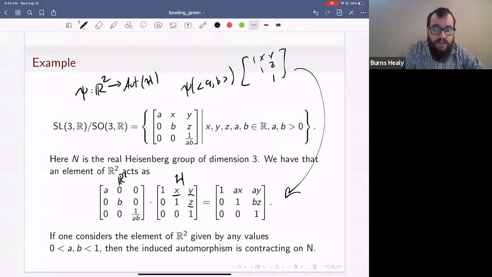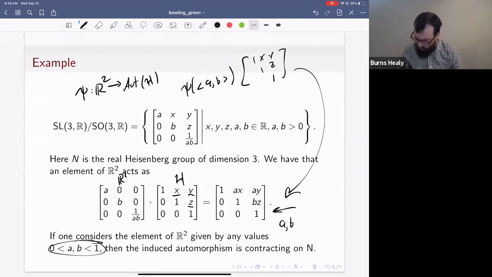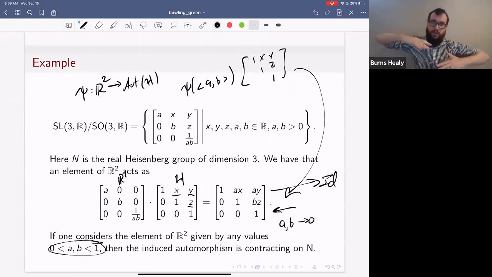And to verify the contracting condition, consider when a and b are between 0 and 1, and you see what happens over here. What happens is that this starts shrinking, as you iteratively apply this. As a and b go to 0, this matrix goes to the identity. Why does it go to the identity instead of to the 0 matrix? Well, because this is happening on the level of Lie groups. So as I go to 0 in the Lie algebra, I'm going to the identity group element in the Lie group.